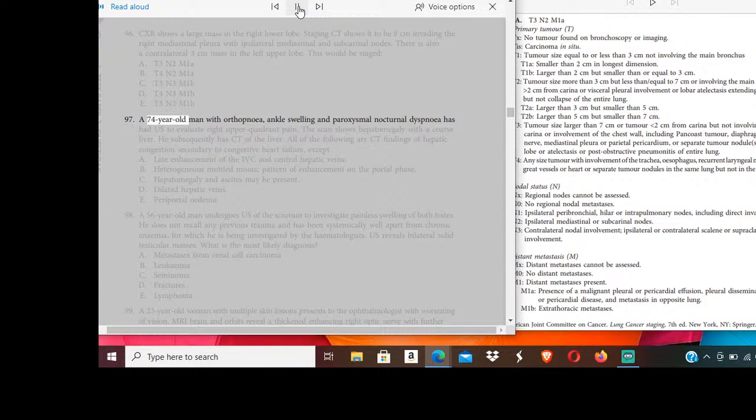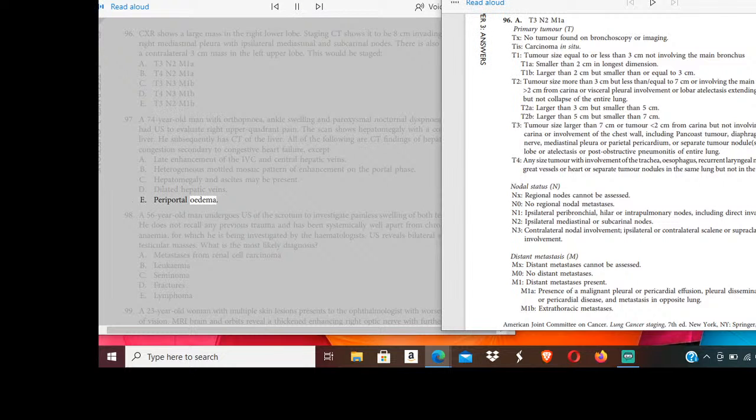97. A 74-year-old man with orthopnoea, ankle swelling and paroxysmal nocturnal dyspnea has had US to evaluate right upper quadrant pain. The scan shows hepatomegaly with a coarse liver. He subsequently has CT of the liver. All of the following are CT findings of hepatic congestion secondary to congestive heart failure, except: A, late enhancement of the IVC and central hepatic veins. B, heterogeneous mottled mosaic pattern of enhancement on the portal phase. C, hepatomegaly and ascites may be present. D, dilated hepatic veins. E, periportal edema.